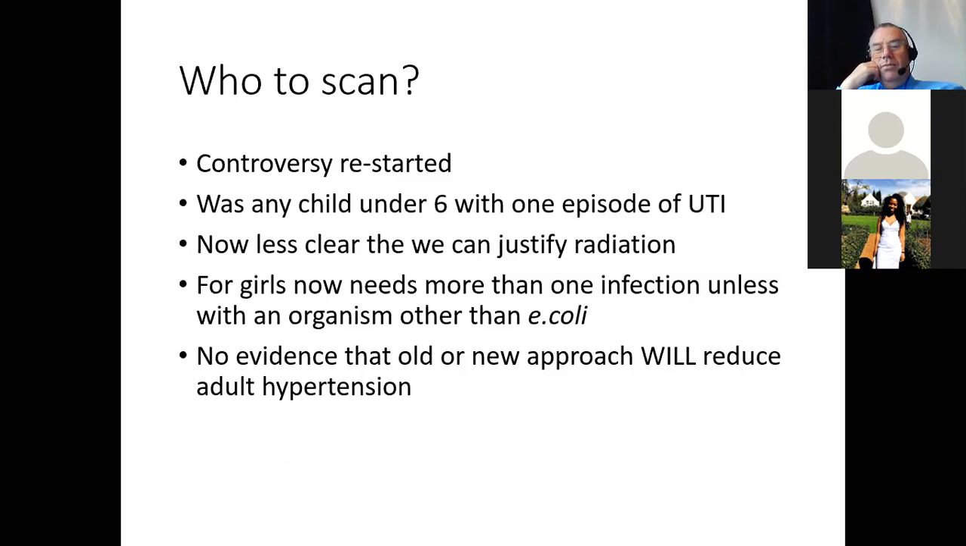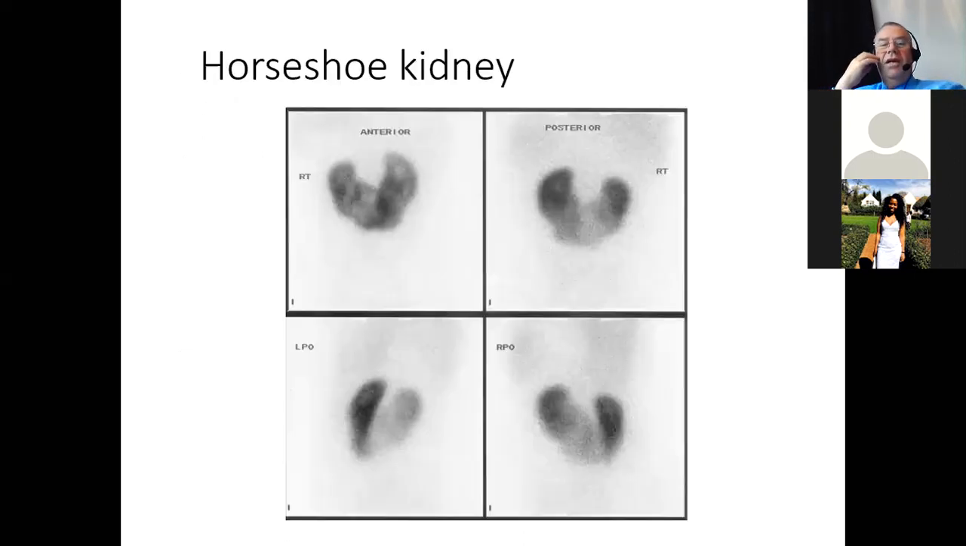coli, because baby girls do get E. coli urine infections quite commonly. So you can have 2 E. coli infections or 1 infection from a different organism. Boys, because of their anatomy, if you remember, is somewhat different, any UTI is counted as requirement for DMSA. Over the age of 6, however, it's really going to be up to the clinician's decision. However, whilst we are hoping that we will reduce hypertension in the future, there's no real definitive proof on that.